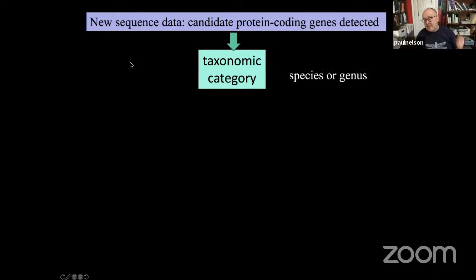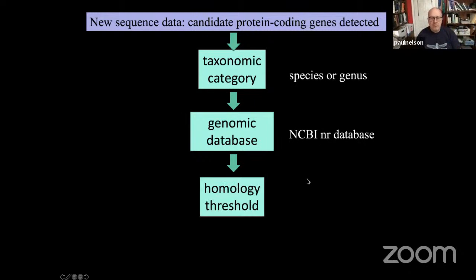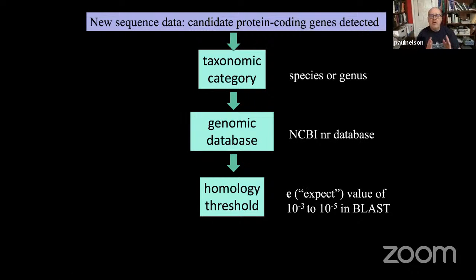And we have a taxonomic category, species, typically species, sometimes genus. And we take our sequence data from this species and we compare it to what's present in the non-redundant database, the NCBI database of all known gene and protein sequences. And we set a homology threshold. Now, this is a proxy for yes, the same, no, not the same. Okay, and in BLAST, it's an adjustable parameter. It's called the expect value. And you can change the expect value. You can make it more or less stringent.